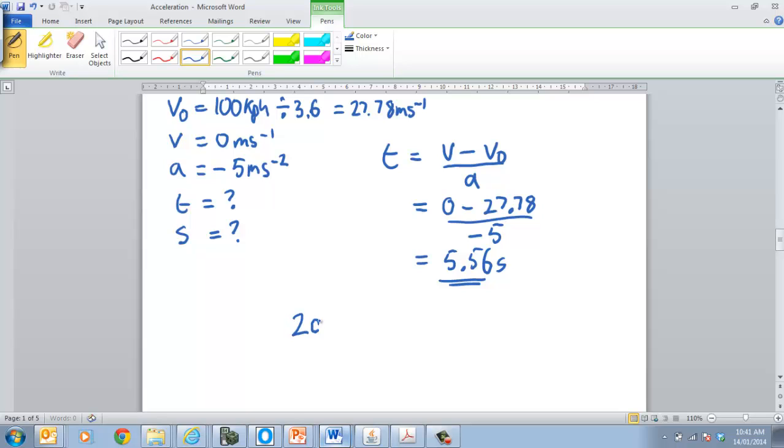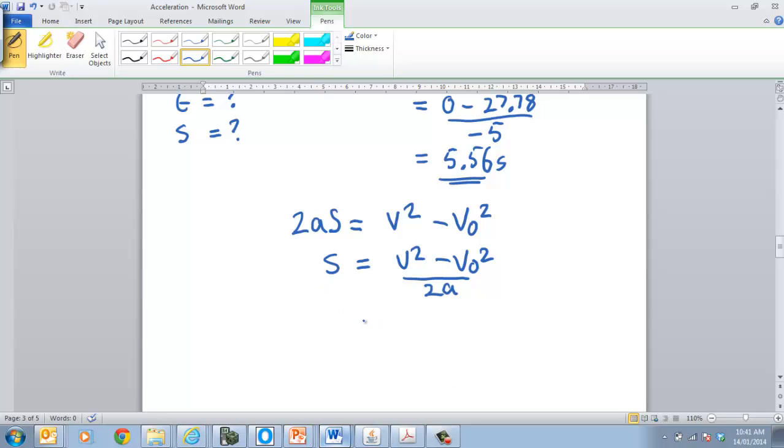So 2as is equal to v squared take v0 squared. All right. So obviously to rearrange that, I need to get rid of the 2a. So s is equal to v squared take v0 squared all over 2a, isn't it? So then I can just put the values in that I do know. My final velocity we know is 0. My initial velocity is 27.78 squared, and then that's all over 2 times by negative 5, because that was my deceleration.